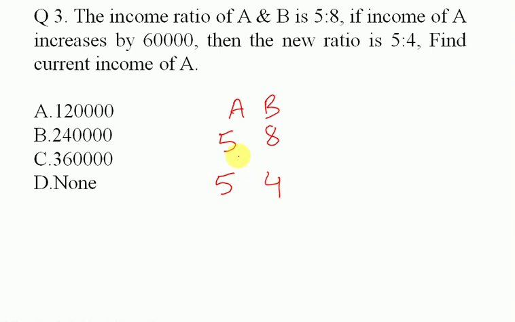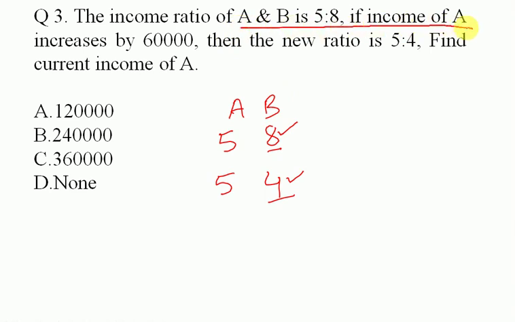Now here, the income of A changes. That means this value is changing. This value should be constant because nothing is mentioned about B. That means B should be constant, but over here B is variable. So what we have to do, there is a little bit of difference compared to the previous question. We need to make this value the same because there is no change in A.